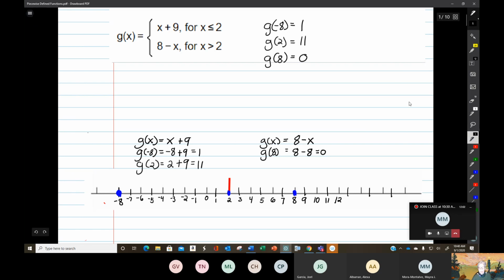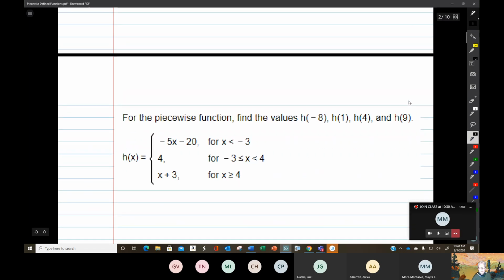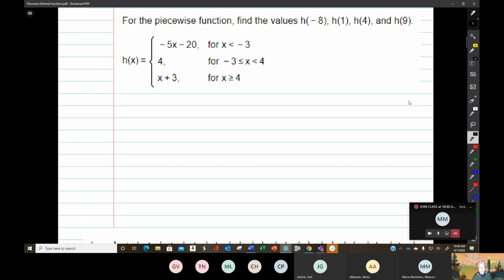And now we're going to go to one that's a little more complicated. This right here, and I wish I had put my number line up higher, but oh well. Here we have a function that's divided into 3 pieces. Negative 5x minus 20, which is over on the left of x equals negative 3. 4, so you'll have y equals 4, which is between x equals negative 3 and x equals 4.